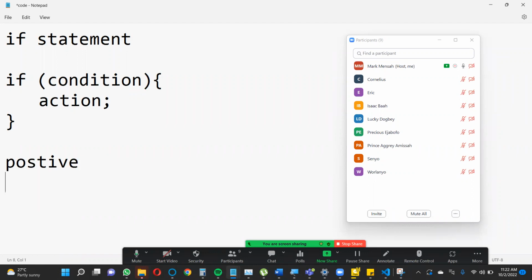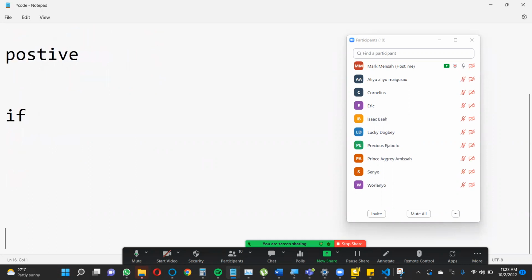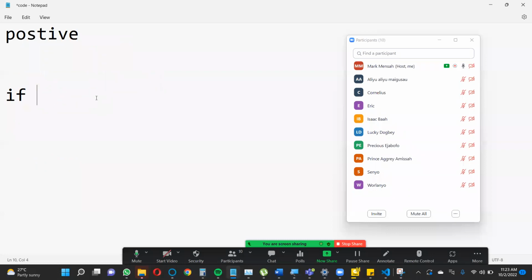Now, this is the question which comes in. I have to check to see if the number is positive or not. I have to make a decision on the number. That means I have to use the if statement. The question that follows after that statement is, what condition do I use to identify if a number is positive or not?